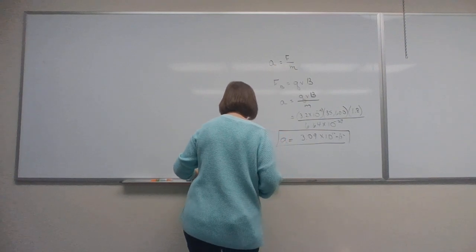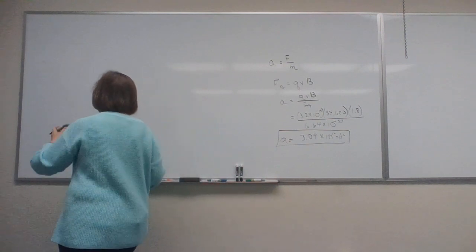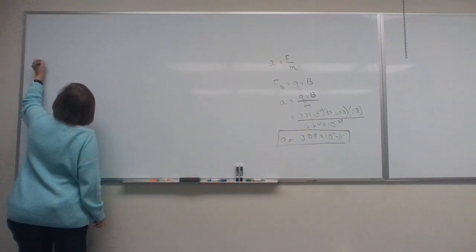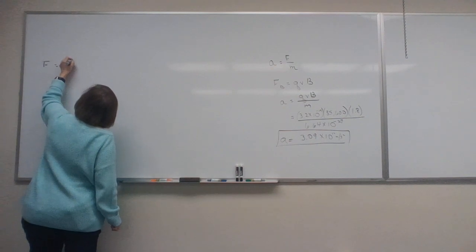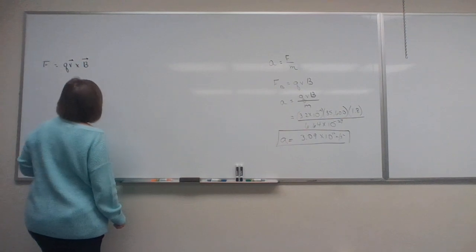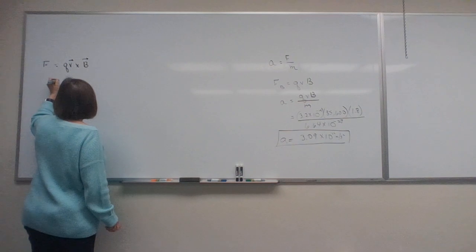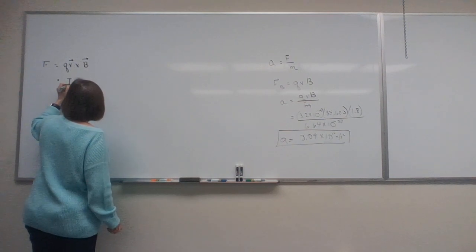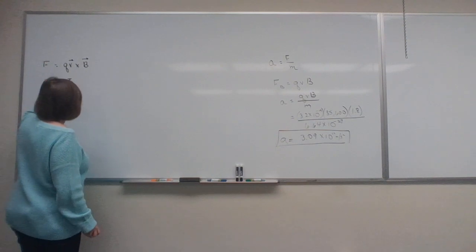We go back to what it was for a charge. The force on a single charge was qv cross B. If I have a lot of moving charges that make a line, this is going to change to I, which is the current. Instead of a single charge, we have a lot of charge, L.